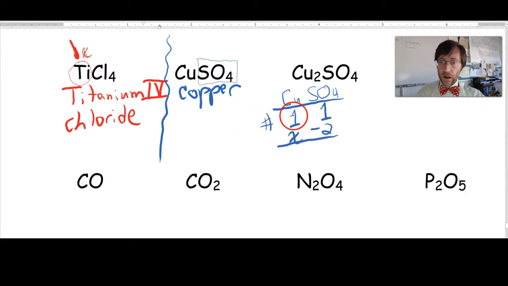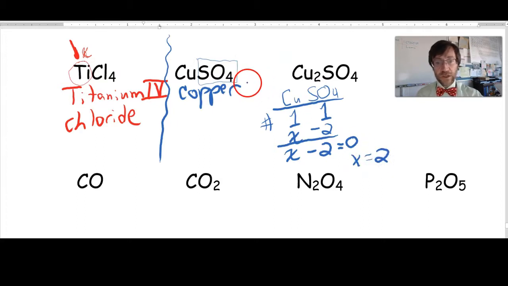So 1 copper with the charge of X. I have a total of X from copper. 1 SO4 with a charge of -2. How much in all? -2 in all. These all add up to 0 because it is a neutral compound. Therefore, X equals 2. So this will be copper, Roman numeral 2. And then SO4, sulfate.